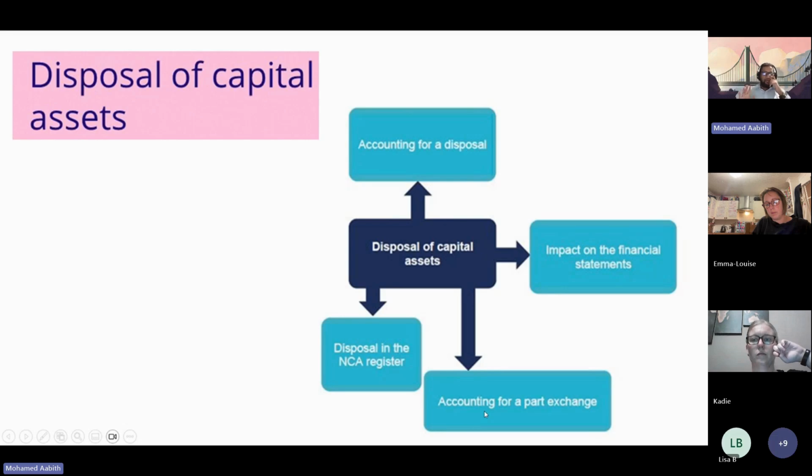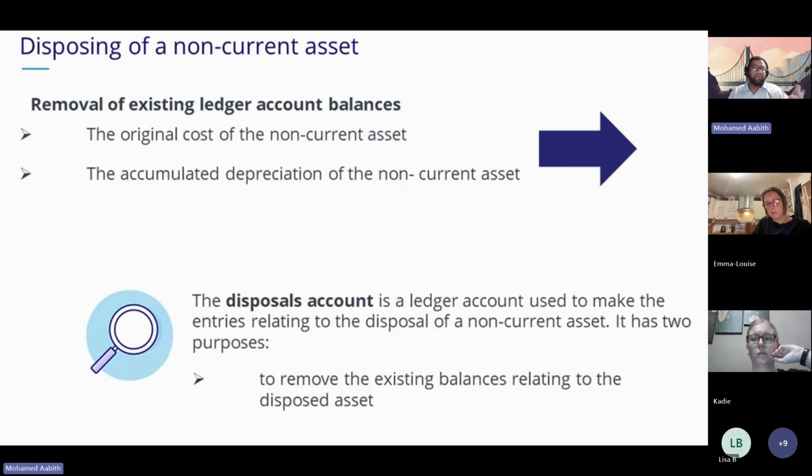I'm not sure whether I have a part exchange question available though, but I'll try my best to see whether I can find one. Otherwise, we'll do some other questions there. When it comes to part exchange, that means when you're disposing our non-current asset, we give that value, whatever left over there, as a part of a new capital assets we're acquiring. So therefore, accounting for part exchange also can come up in your exam there. So we're looking at it.